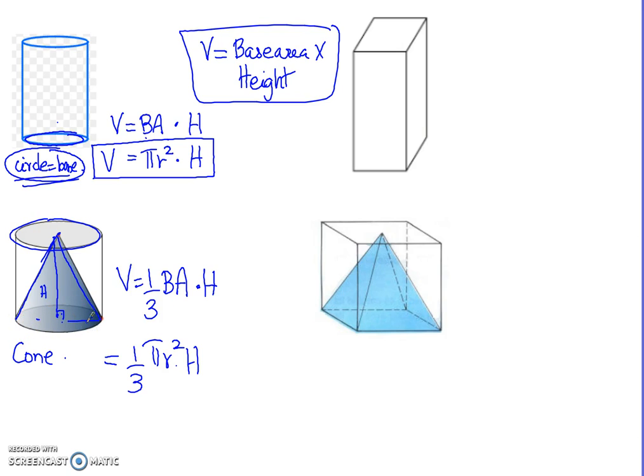So next we have volume for a prism. This is a prism. That's a cylinder. Volume is again base area times height. If it's a rectangular base, you would put the area of a rectangle here.